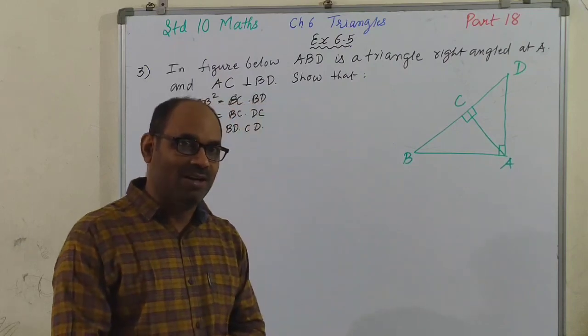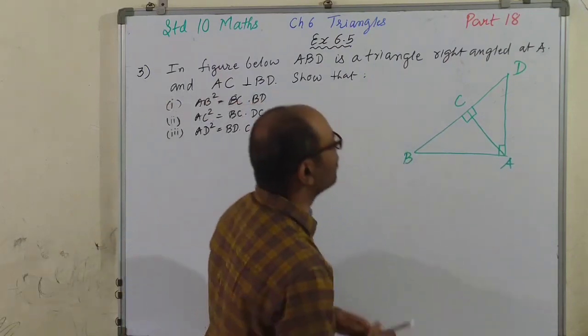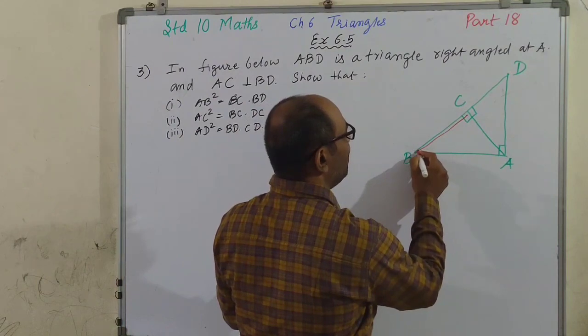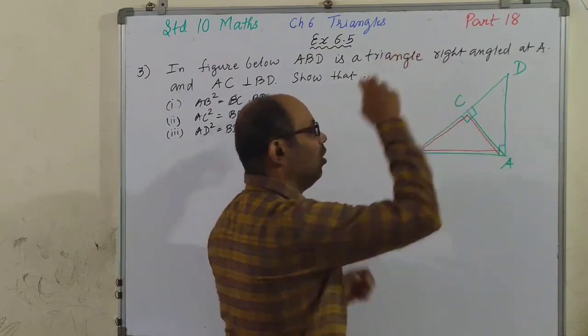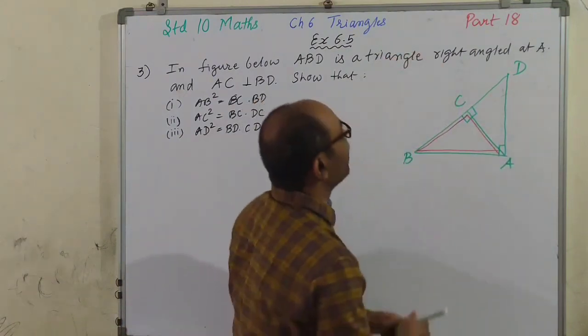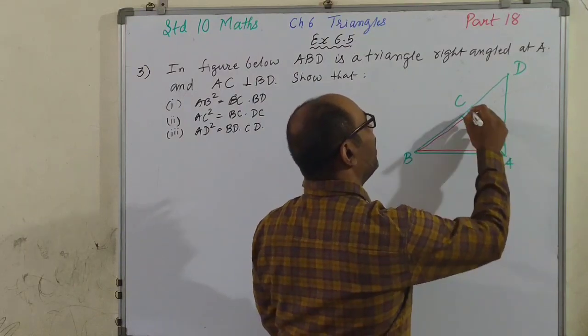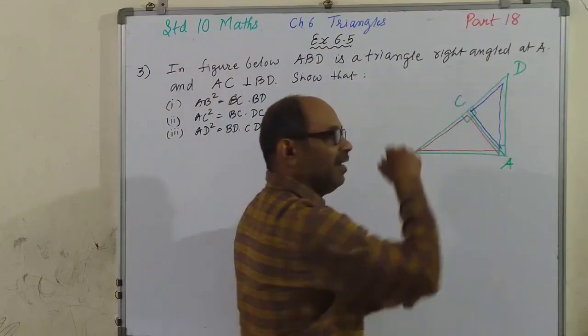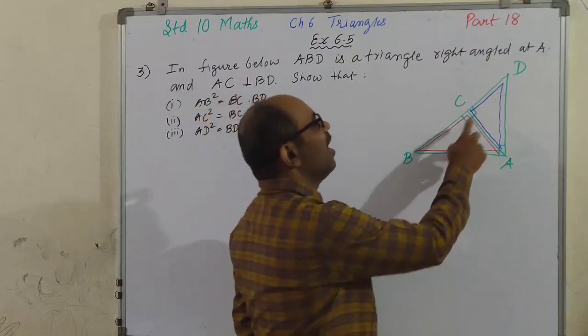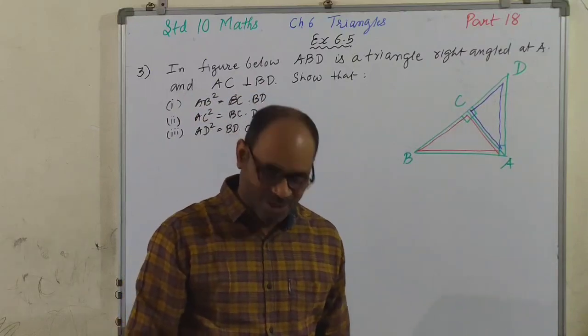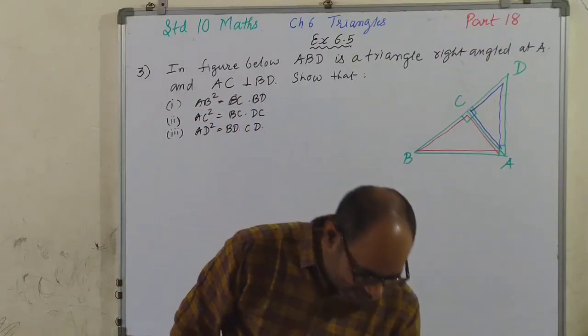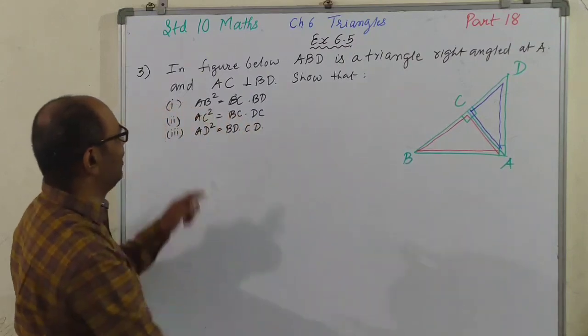Here we will require all 3. Suppose this triangle ABC and the whole green triangle, triangle ACD and the whole green triangle, and then red and blue. All 3 correspondences would be required. Okay, so let's see the statement.